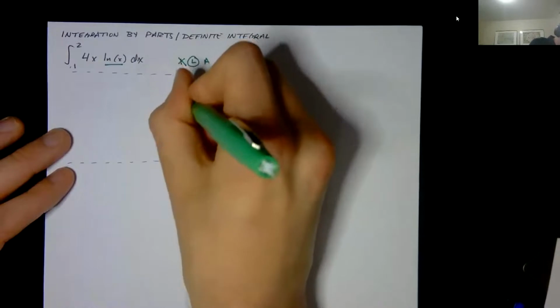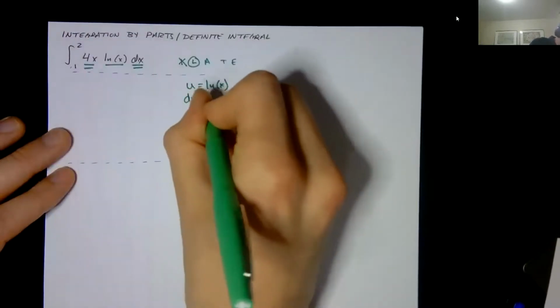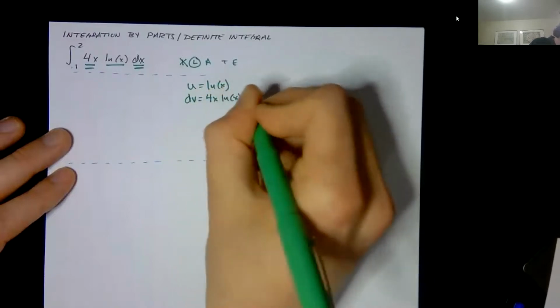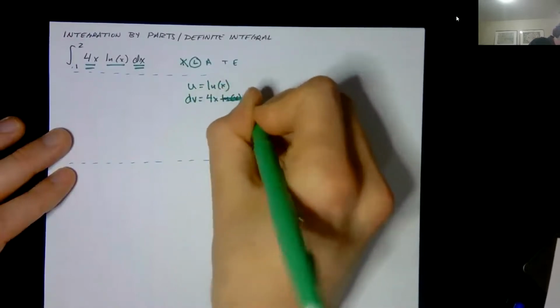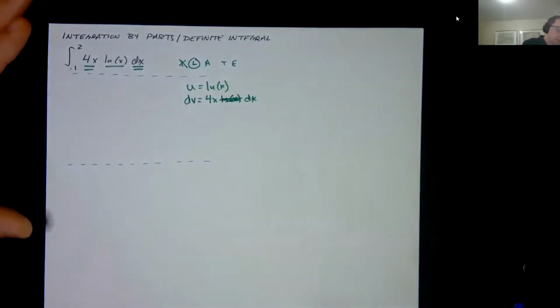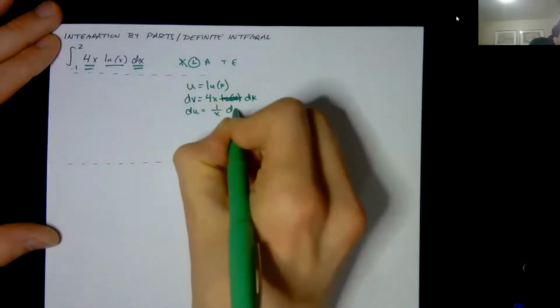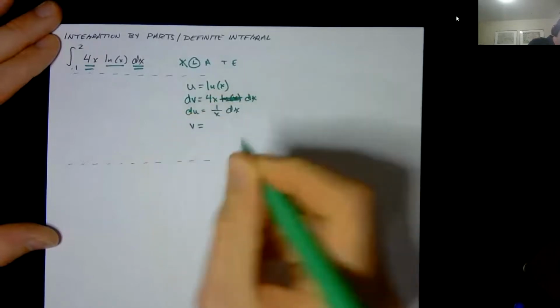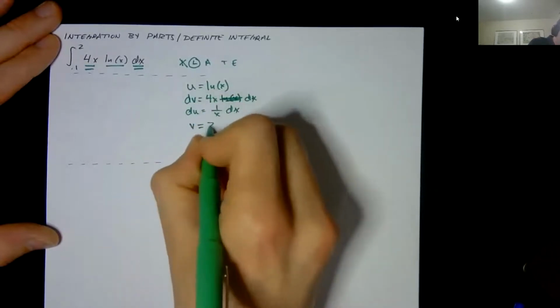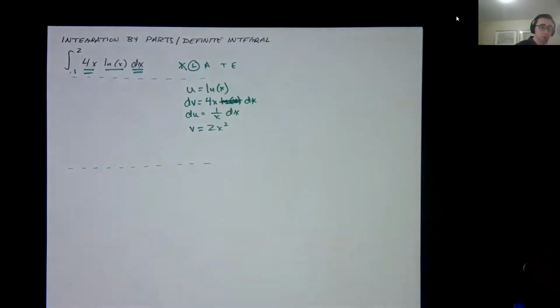Then remember we set dv equal to the rest of the integrand. So dv will be 4x, natural log, or not natural log, just dx here. Apologies. And then from there, we differentiate u to get du equals 1 over x dx like this. And then v is the antiderivative of dv, which would be 2x squared, just like that. So now it's important that we apply the formula. When I have that memorized, so watch carefully for how we do this piece.